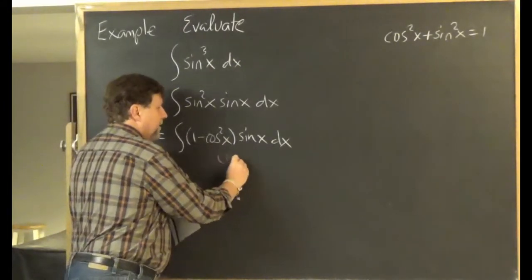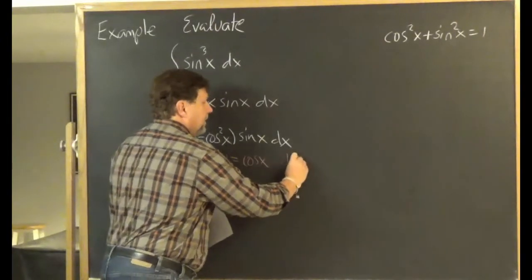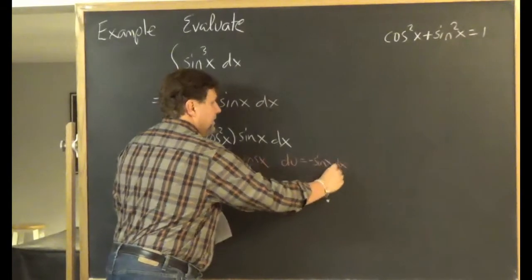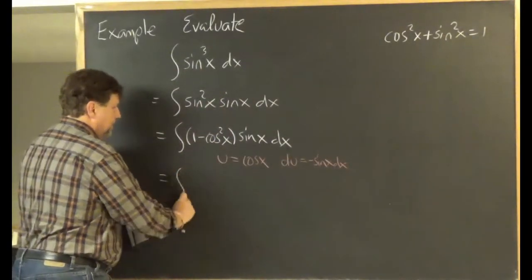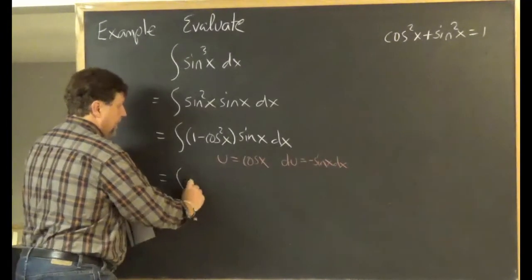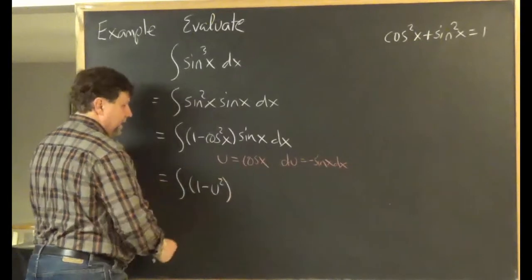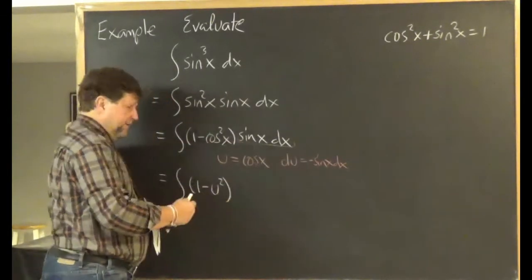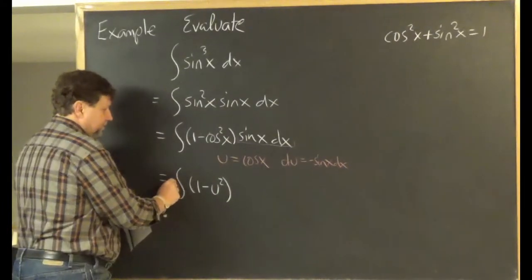We know here if we let u equal cosine x, du is a negative sine x dx. So when I substitute in here, I'm going to have a 1 minus u squared, and then my sine x dx, well, that's a negative du. So let me put the negative sign out front of the integral.